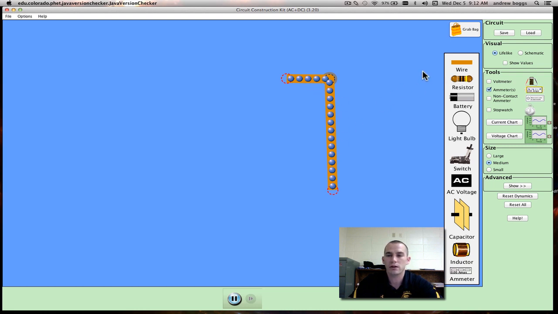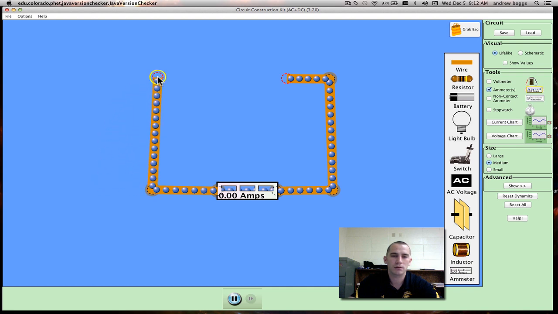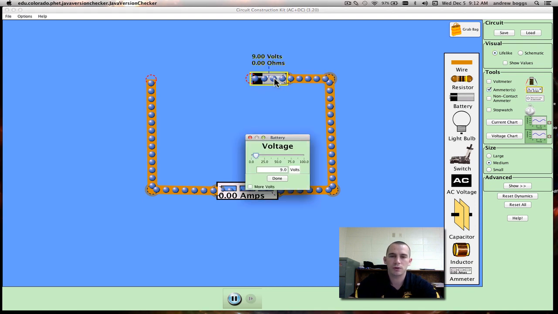These are wires here, that's what the wires are going to look like. Let's add another wire in here, and let's put an ammeter in there. An ammeter measures amps, and that's how much current is moving through those wires. Let's add another wire here to make a nice little circuit. Let's add our battery, so we can show how much voltage there is.